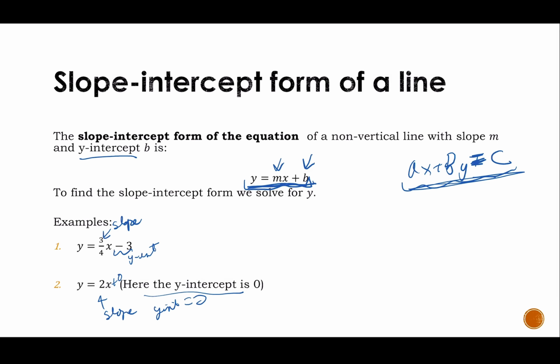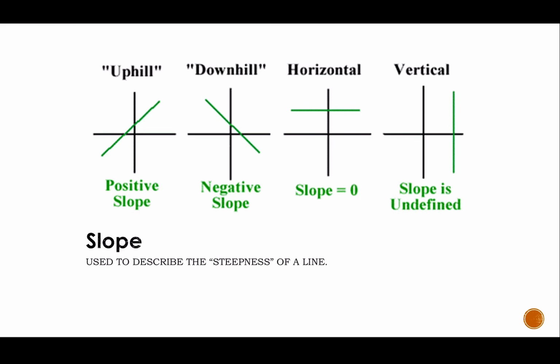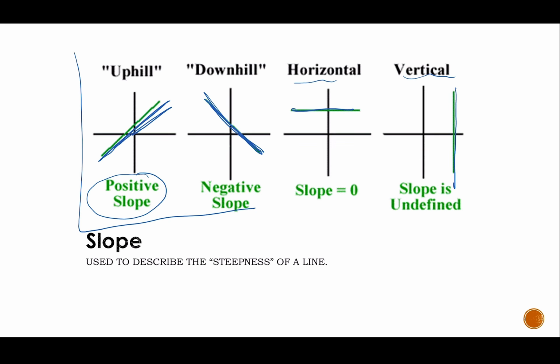So what is slope? Well, slope defines the steepness of a line. There are 4 different types of slope. Positive slope, which makes it look like it's going uphill. Negative slope, which makes our graph look like it's going downhill. Horizontal slope, where the slope is 0, and undefined slope. We'll be getting to horizontal and vertical slope later on in this playlist, so keep watching. But for now, we're going to focus on uphill and downhill, so positive and negative slope.